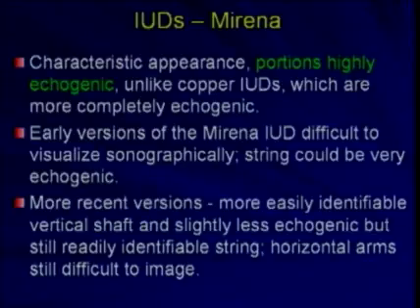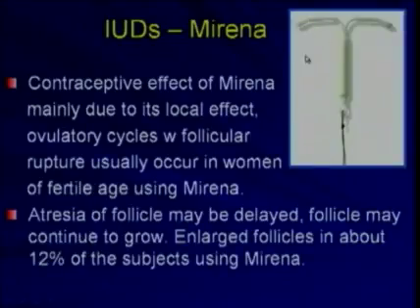The horizontal arms with their characteristic downturn distally are still difficult to image. So again, this is what the IUD looks like. The contraceptive effect is mostly due to the local effect of progesterone. Women that are of fertile age still have ovulatory cycles with follicular rupture.